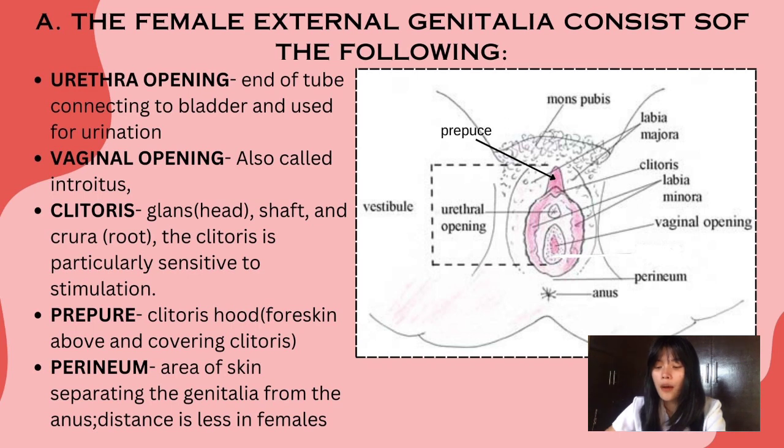the foreskin above and covering the clitoris, and perineum, an area of skin separating the genitalia from the anus, and the distance is less in females than males. Perineum, ito yung skin na nagsesepara sa genitalia from the anus. Makikita niyo naman yan sa picture.